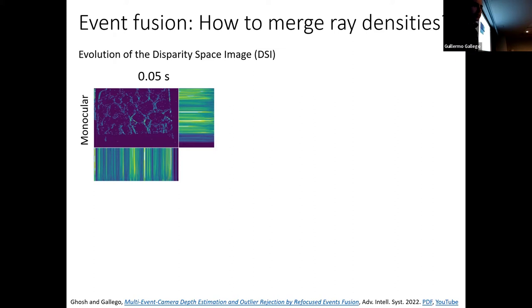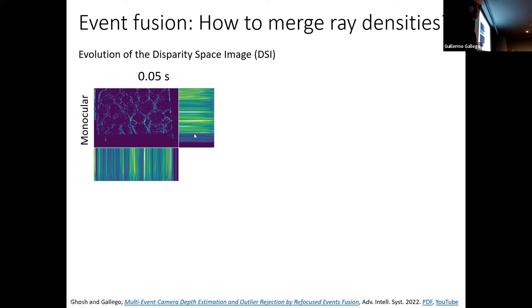Let's see the evolution of the disparity space image as we increase the amount of data. I will show these three projections. The top left is the front view, this is the top view, and the right plot is the side view of this volume. When we have 50 milliseconds of data for a single camera, this is what it looks like. You can see the edge pattern on the front view, and the rays that have been back projected from the camera viewpoint, and also the side view.